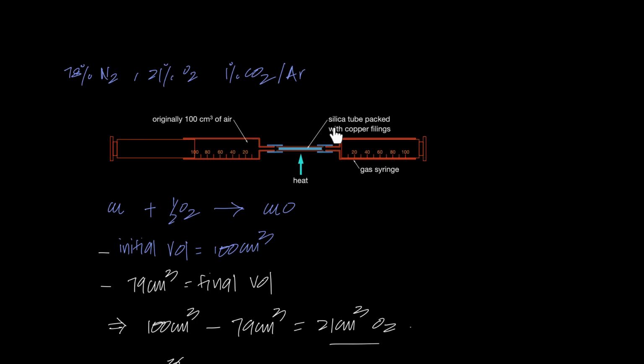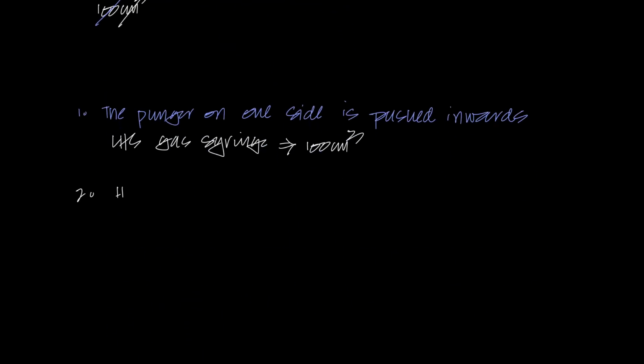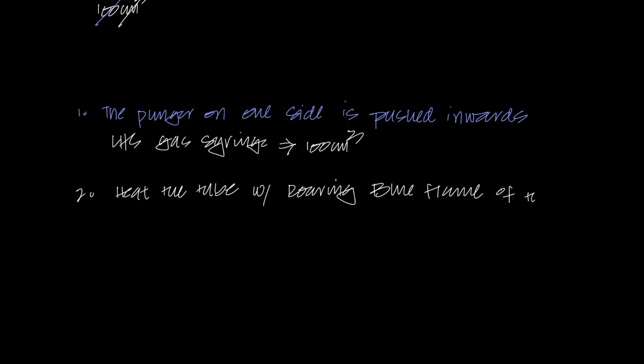And then you start to heat up this silica tube right here. Silica tube is basically silicon(IV) oxide, SiO2. This tube can withstand the heat of the Bunsen burner, so it's not going to melt anytime soon. So you're going to start heating it with a roaring blue flame of the Bunsen burner, because in order for oxygen to properly react with copper, you need to heat it, and form the black solid copper(II) oxide. Done, sir. And then what do you want to do?